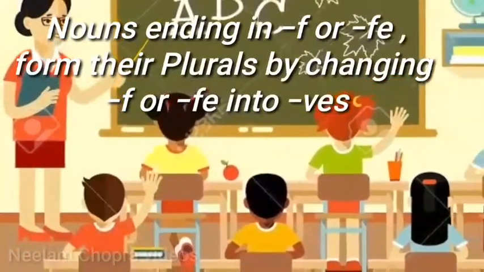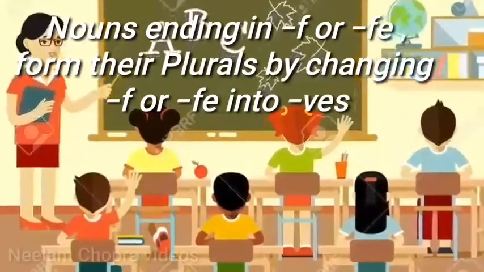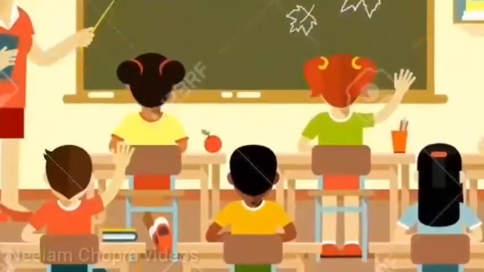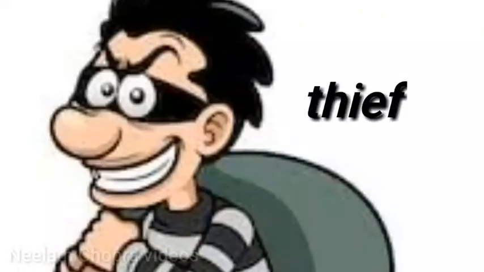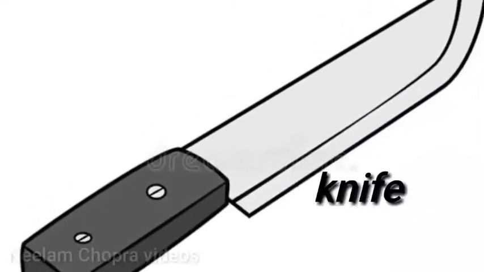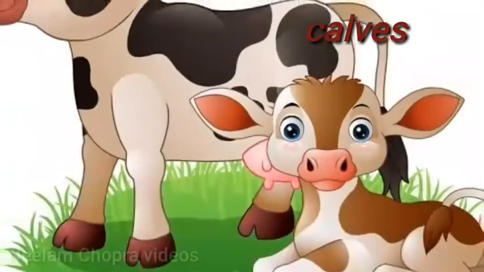Nouns ending in f or fe form their plurals by changing f or fe into ves. For example, leaf, leaves, thief, thieves, knife, knives, calf, calves.